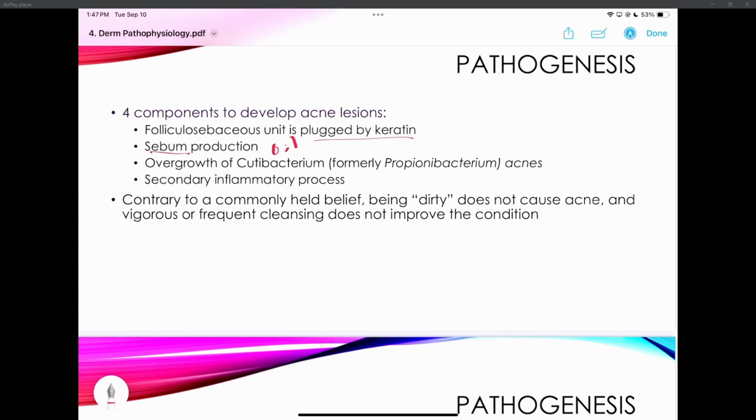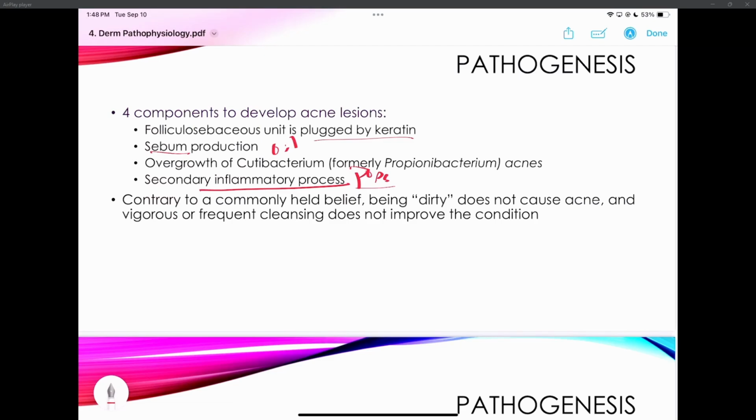Then this creates a perfect environment for Cutibacterium acnes. That is the actual bug that causes acne. It used to be called Propionibacterium, but now it's Cutibacterium. I don't know why the name changed, but maybe they found a different class. I don't know. So anyway, C. acnes is the bug that causes acne, and then there's that secondary inflammatory process that comes from popping, whatever.